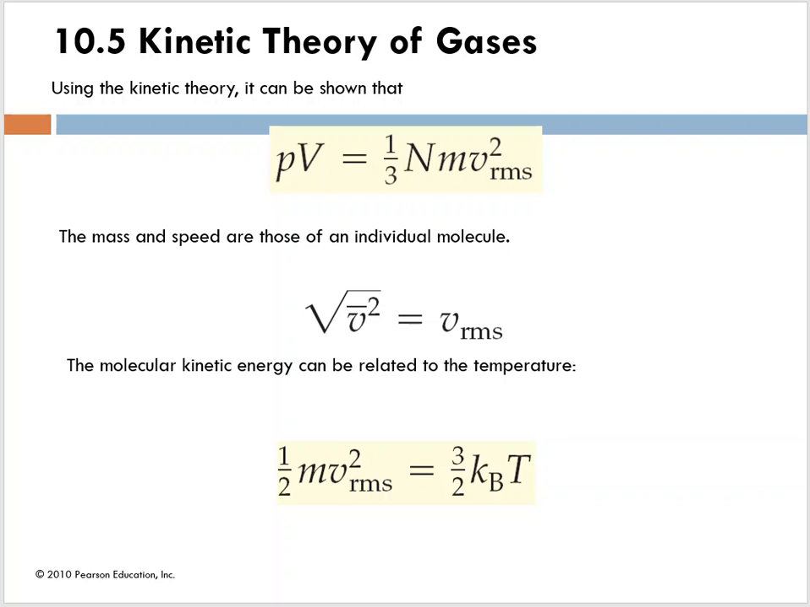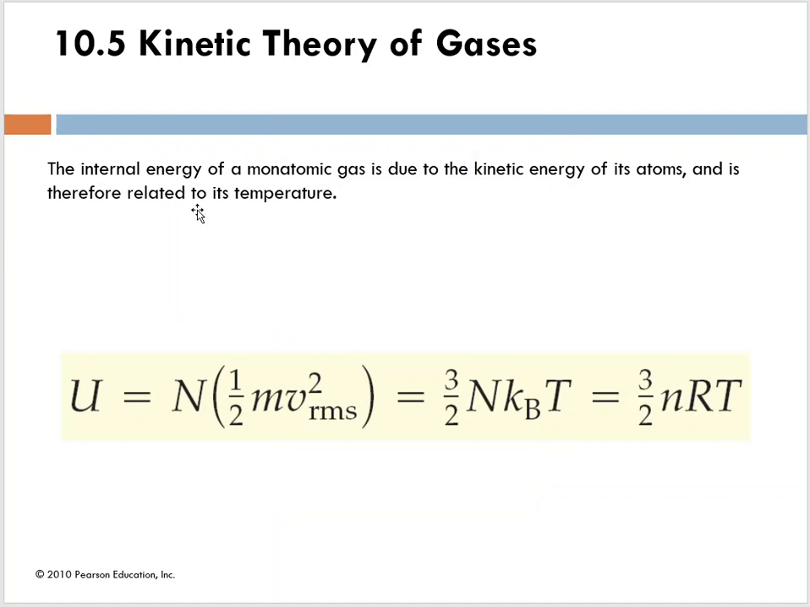Using the kinetic theory, it can be shown that the pressure times the volume is equal to 1/3 the number of molecules times the mass times the RMS velocity squared. The mass and speed are those of an individual molecule, and what they're saying here is that the square root of v squared equals the velocity of an individual molecule. The molecular kinetic energy can be related to the temperature, and what we have here is 1/2 mv squared is equal to 3/2 k, which is the Boltzmann constant, times the temperature.